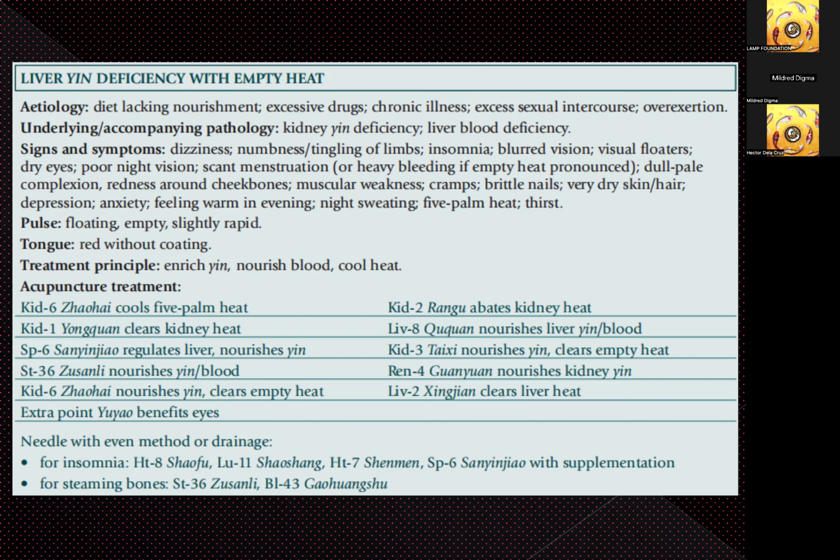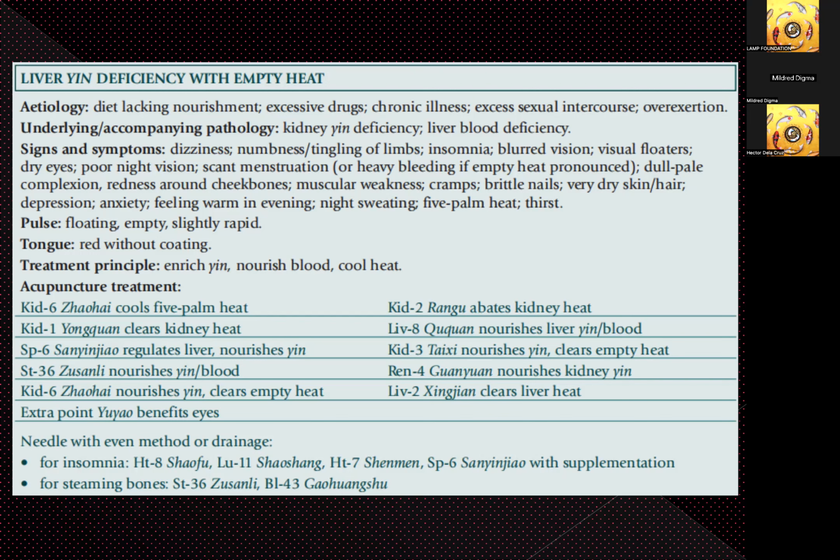So, nagkakaroon po siya ng dull, pale complexion, redness around the cheekbone. Tapos, ang kanya pong muscle ay mahina at nagka-cramps. Yung mga kuko, brittle. Tapos, yung skin very dry. Pati yung hair. Tapos, madalas po itong nagkakaroon ng depression, anxiety, tapos nakakaramdam ng init sa gabi, namamawis, ayun, 5 fan heat, nararamdam po niya yung mga palad, yung mga paa, tsaka dibdib. Pag hinawakan po natin ang kanyang pulse, floating, empty, slightly rapid. Yan, kasi empty heat. So, ang tongue po niya ay red without coating.